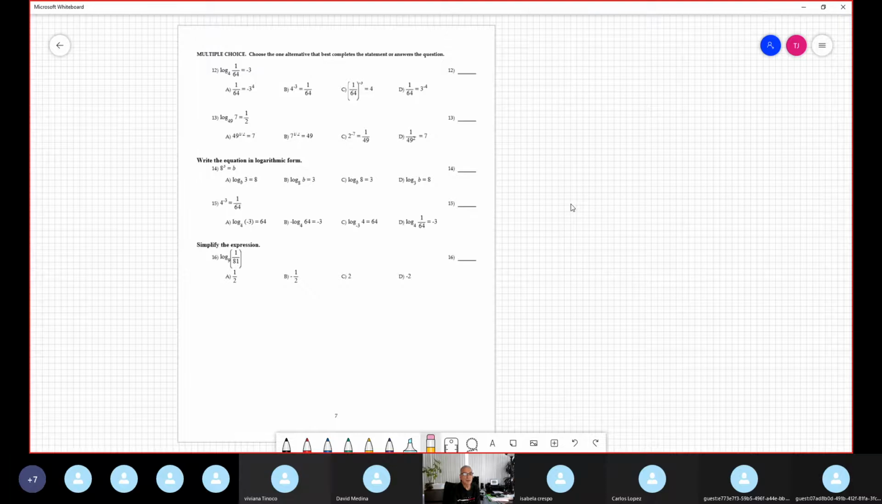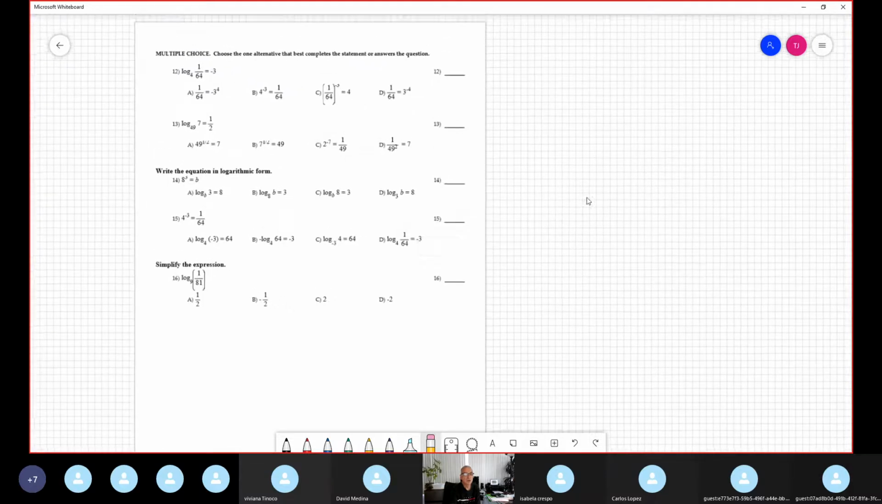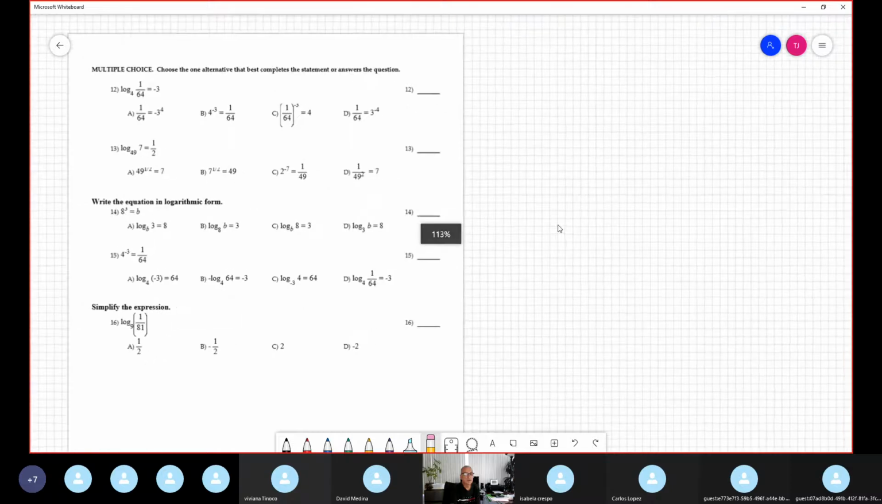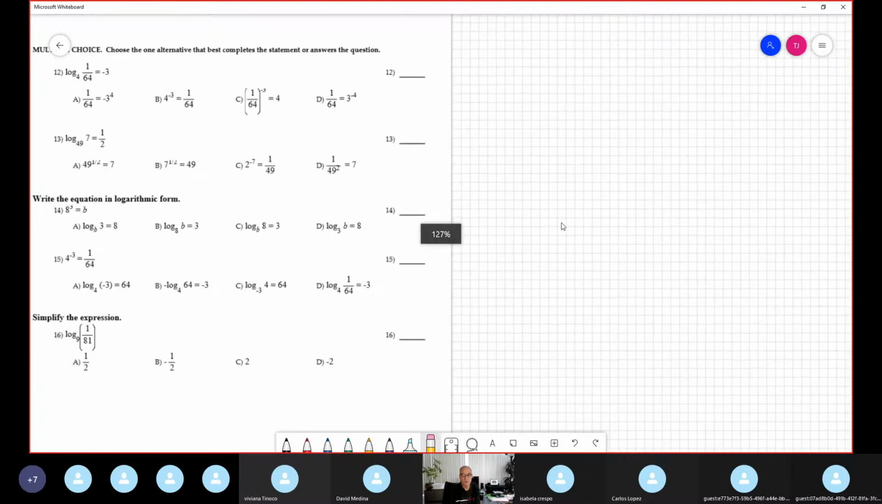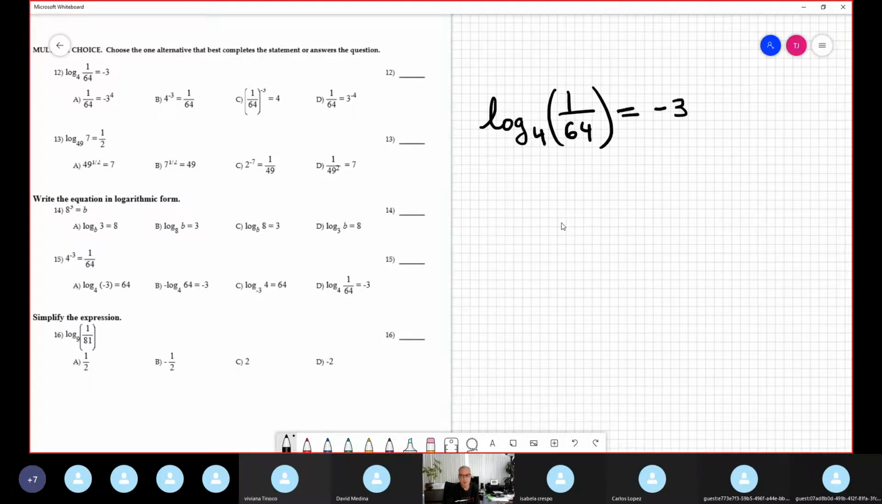Okay, again, it's the same thing. We have the logarithmic statement and you change to exponential. Number 12 says logarithm base 4 of 1/64. The number inside the argument is equal to -3, no? And when you change to exponential, the base is 4, the exponent is -3, and the result is 1/64. It's option B.